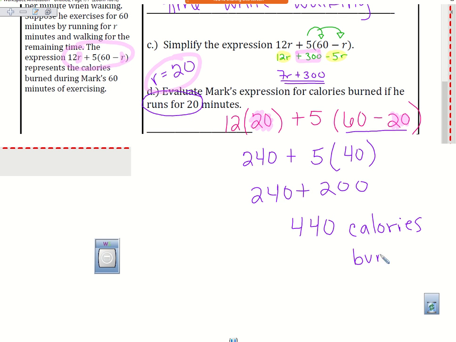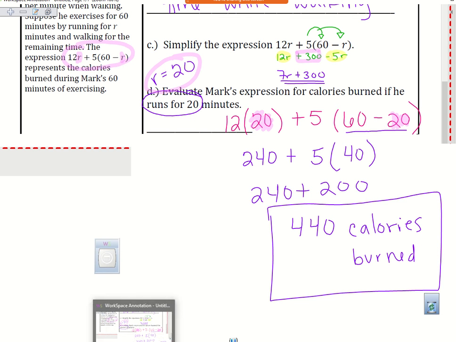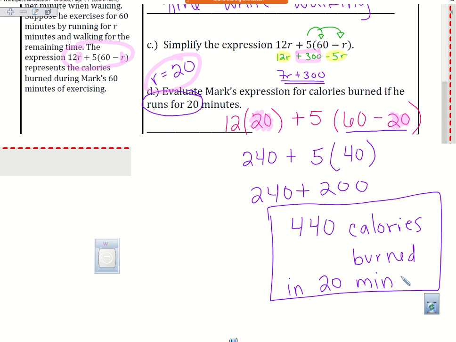Also, you guys, word problems, get used to labeling your answer. So word problems, when you find a number, it means something. So he burned 440 calories in 20 minutes. That's what that means. Just gonna write that down. In 20 minutes. That's what we solved for.